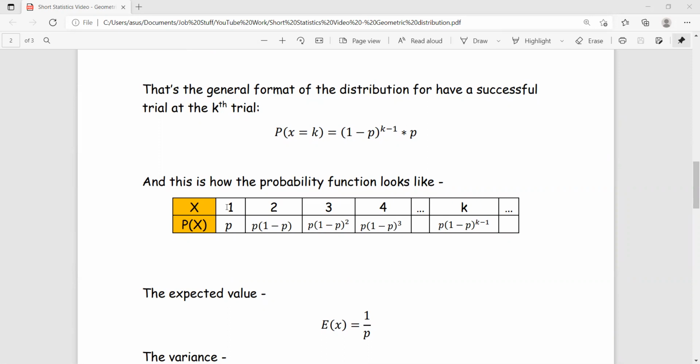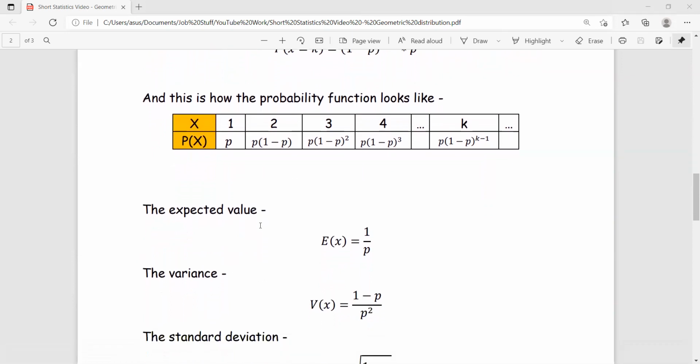We have 1, 2, 3, 4, 5, and so on. And accordingly, we have the probabilities. For the first attempt, we have 0 failures. So that'll be 1 minus p to the power of 0 times p. The second, for 2 attempts altogether, we have p times 1 minus p. P stands for success, 1 minus p stands for failure, and so on and so forth.